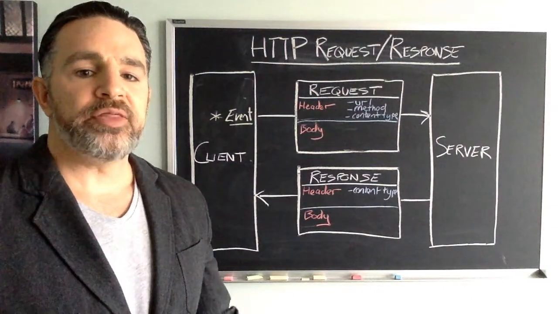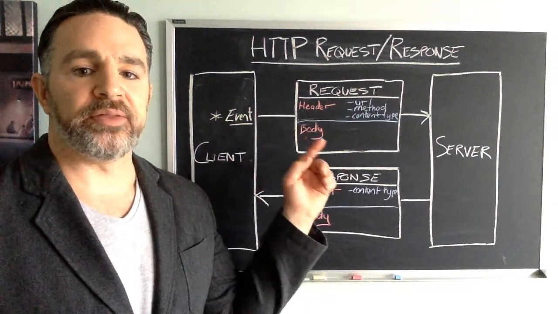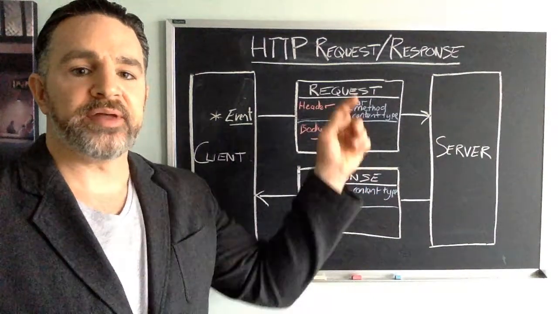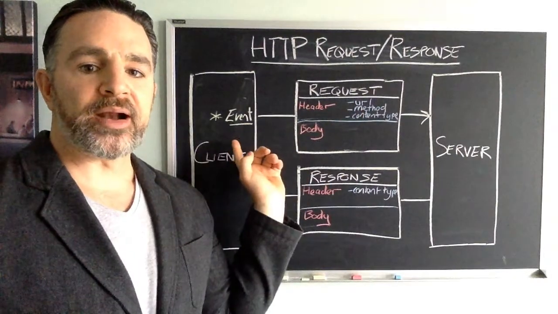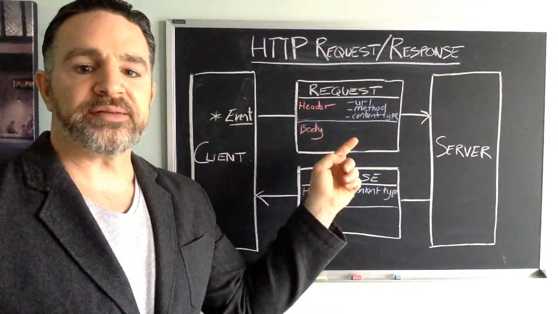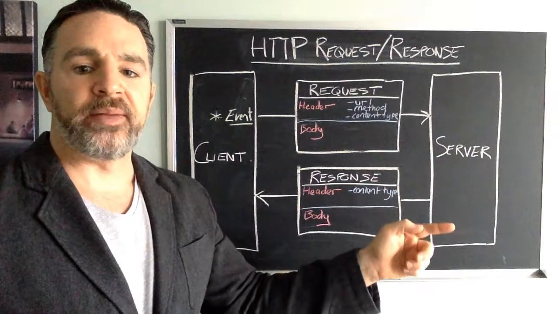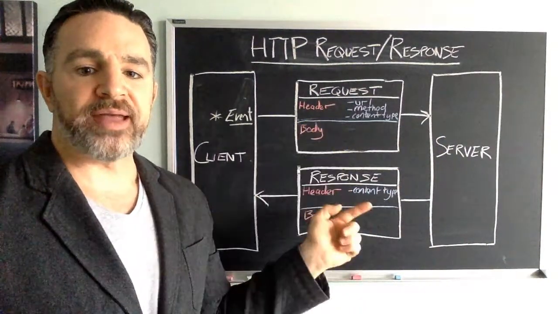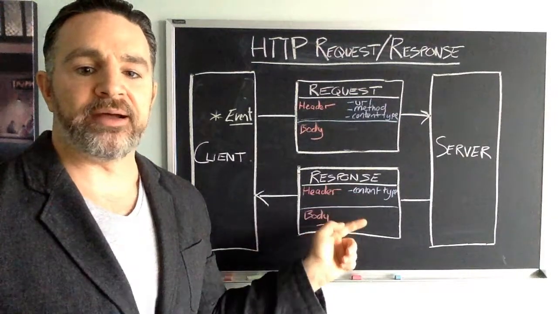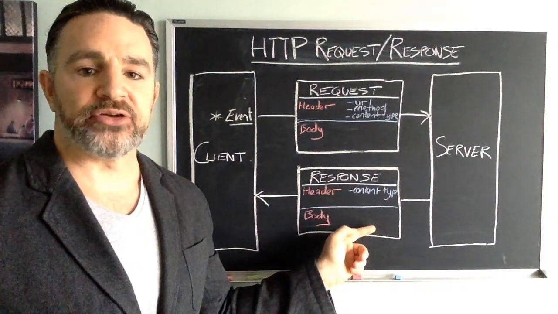So this diagram here is something that you may remember from previous videos. It's the HTTP request response cycle. The client sends a request object to the server, and the server responds with a response object. Both the request and the response objects have a header and a body section.